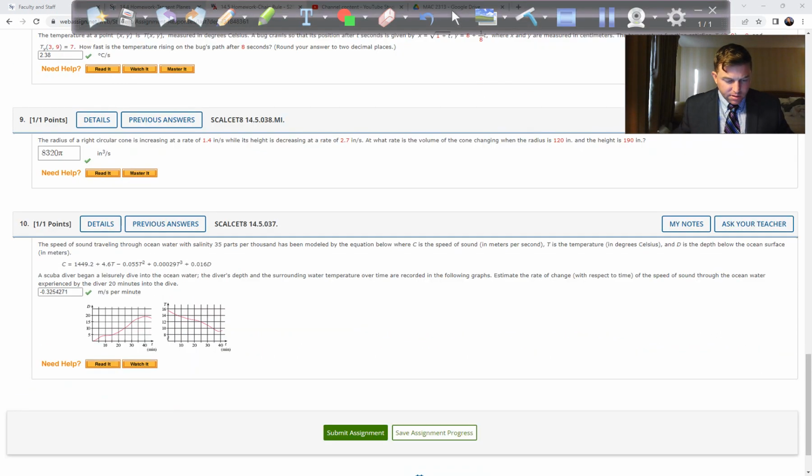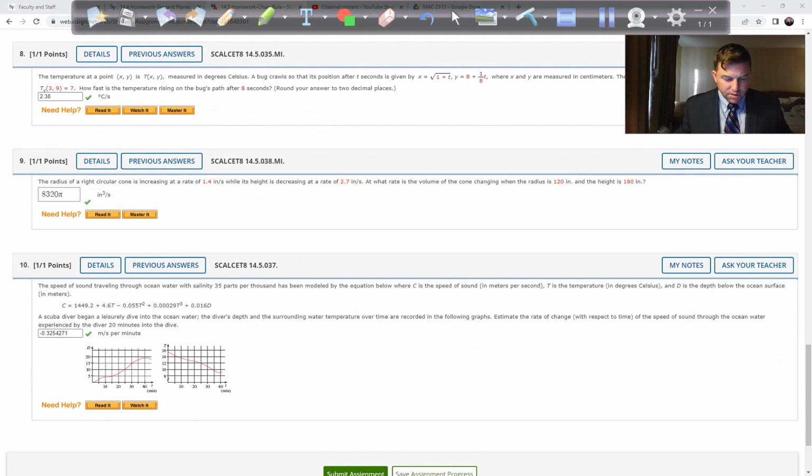Problem 9. The radius of a right circular cone is increasing at a rate of 1.4 inches per second, while its height is decreasing at a rate of 2.7 inches per second. At what rate is the volume of the cone changing when the radius is 120 and the height is 190?